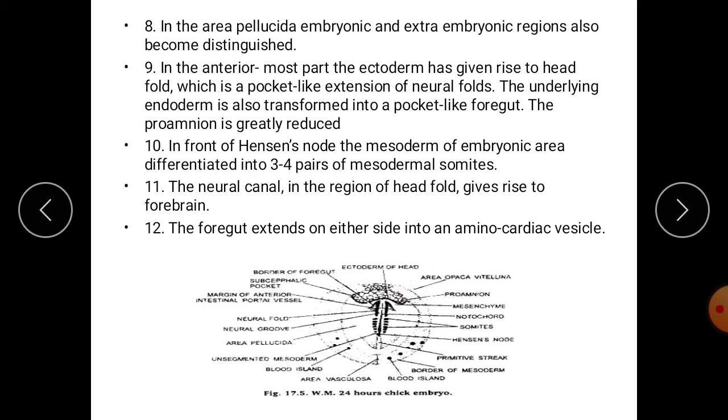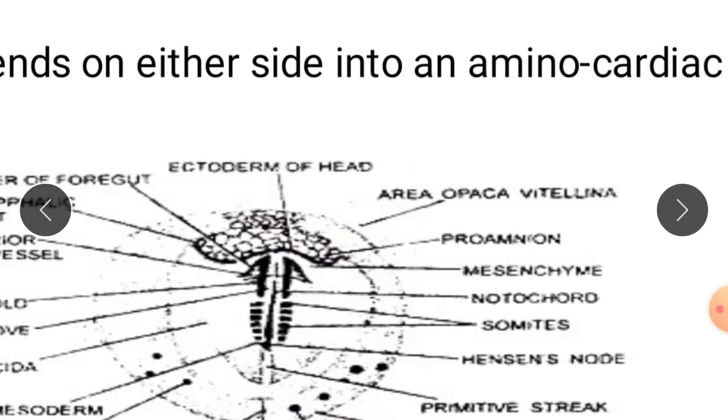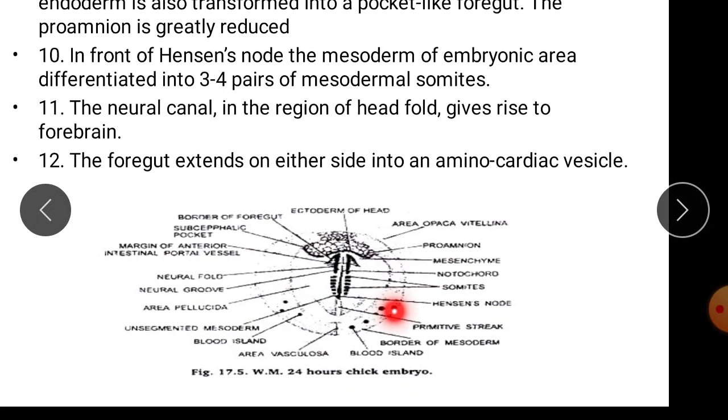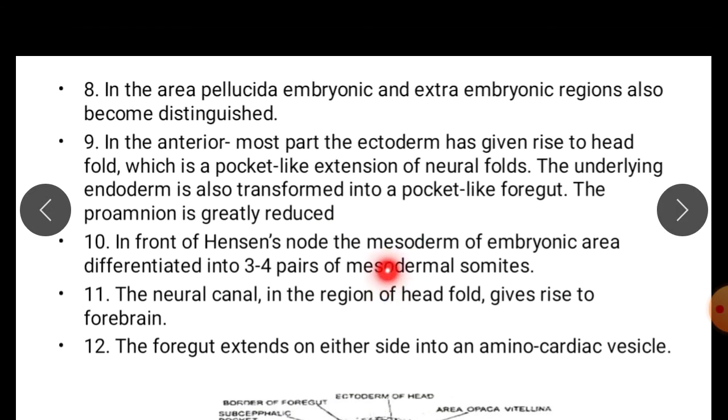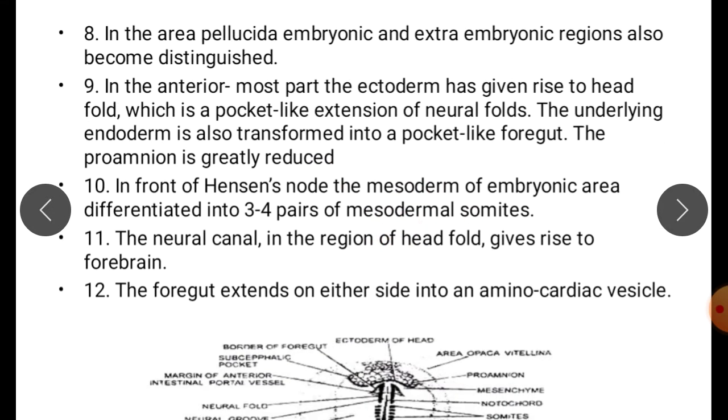Head fold, which is pocket-like. This is the head fold, pocket-like it is. So this part is elevated from the surface of the blastoderm. Okay. The proamnion is greatly reduced.